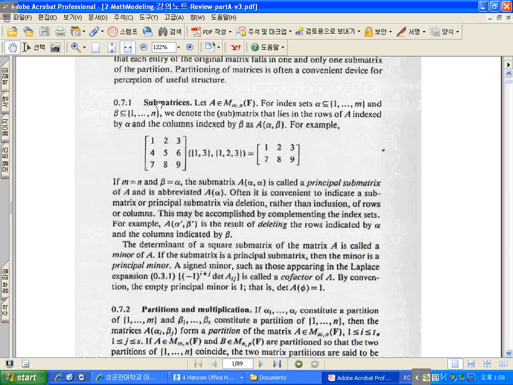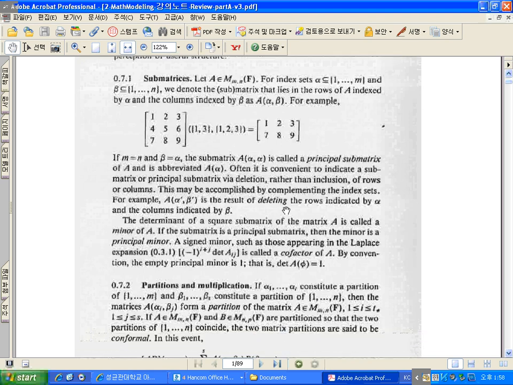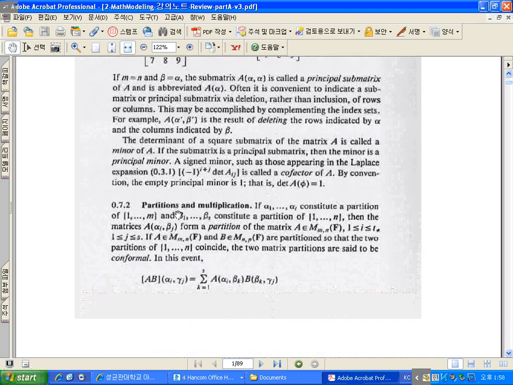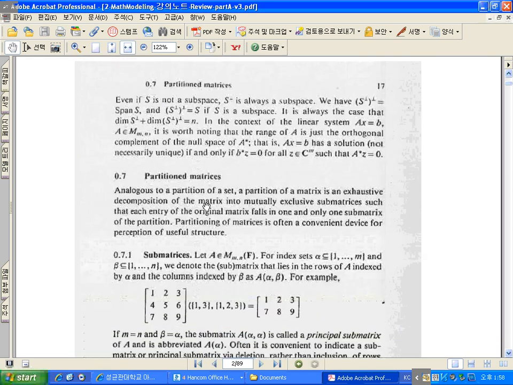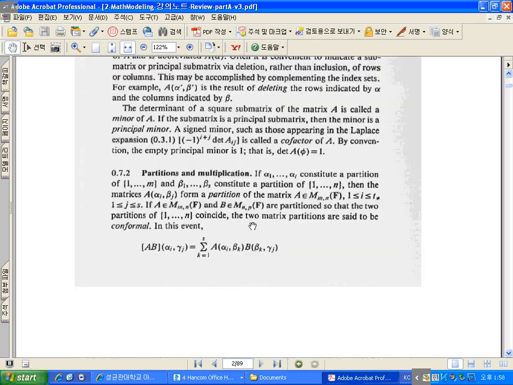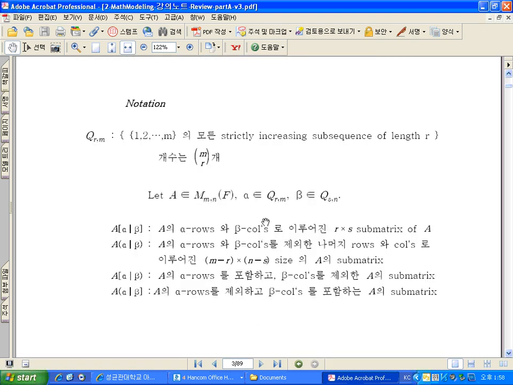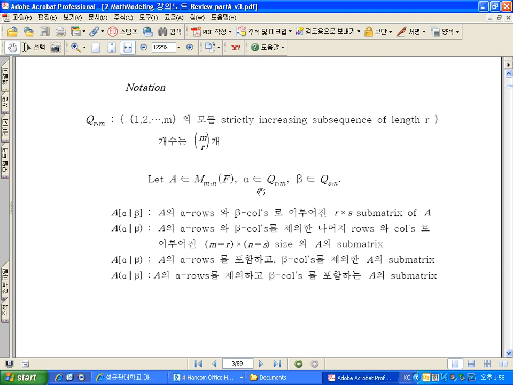And you know what a submatrix is? And a principal submatrix is a matrix like this: this 1 by 1 matrix, this 2 by 2 matrix, and this 3 by 3 matrix. Those are the principal submatrices. The example: deleting, partitioning, and multiplication of partitioned matrices. What was dealt with there can be rewritten in this way.